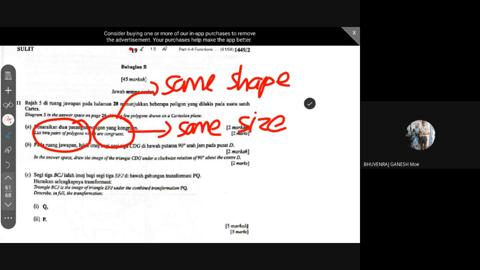Second point of congruent is both of them must have the same size. Shape and size are different things. Shape means like you compare a triangle and a circle. They are not the same shape. Size is within the same shape actually, like this and this. So don't get confused with these two terms. Can you understand the congruent term? Good. Now we see the diagram and let's see which one is congruent.